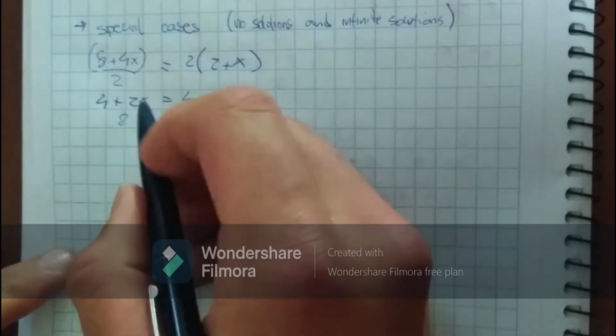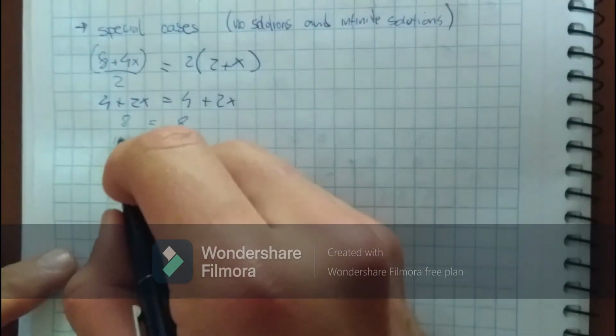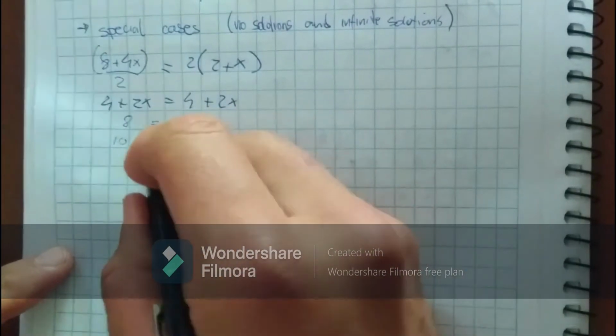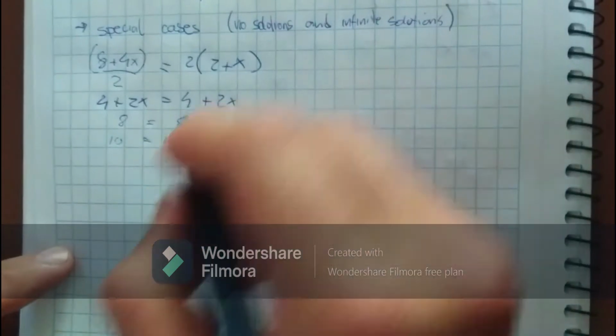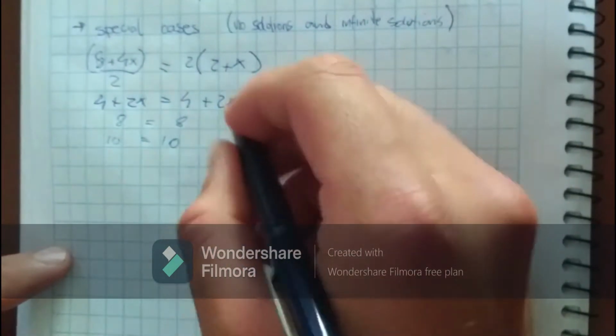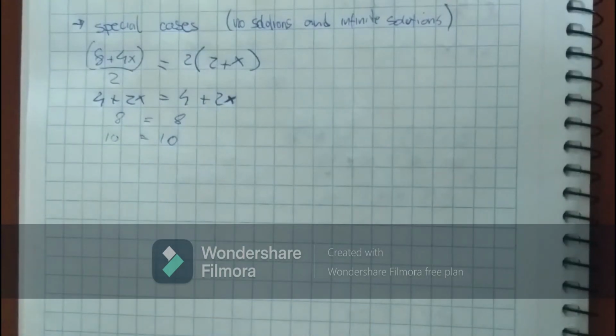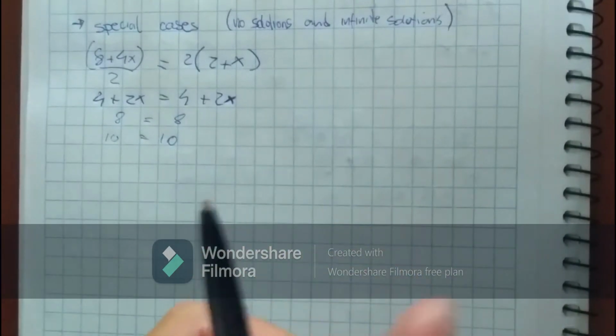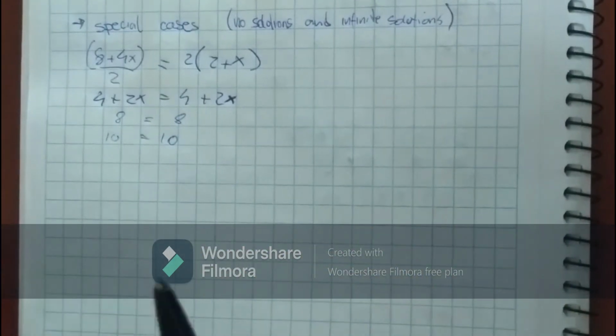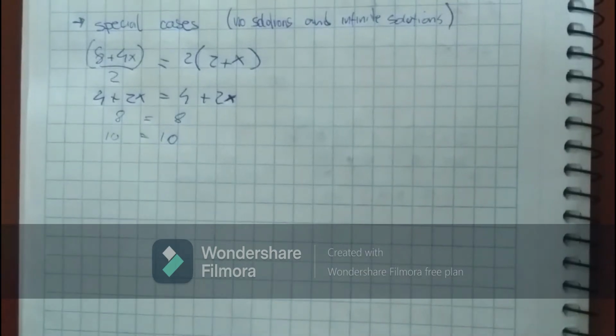2 times 3 is 6. 6 plus 4 is 10, so 10. Same thing on the other side, equals 10. So you see here that since we have this exact same thing on both sides, whatever value I plug in for x, the solution, it's true, it's a correct answer. Thus, I have infinite solutions for this equation.